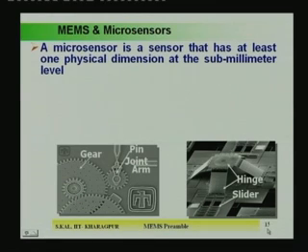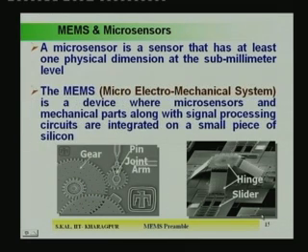At present you see microstructures made out of silicon and other materials. Some of the structures are shown: the hinge, the slider, a gear, and a pin joint. All of this is made using micro machining technology.